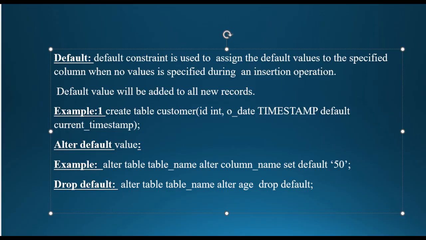In MySQL, the default value is automatically inserted if none is specified, and the default is defined while creating or altering a table. Default values can be changed using ALTER TABLE, and it improves data consistency in a database and makes data entry easier and more reliable. Here we have the syntax: CREATE TABLE customer, with an integer ID, and order date as a timestamp. Here we have set the default value as CURRENT_TIMESTAMP.